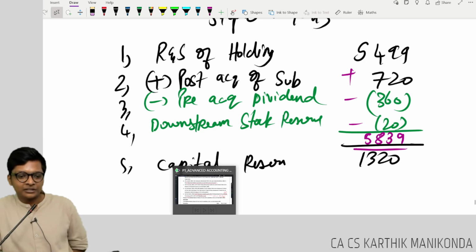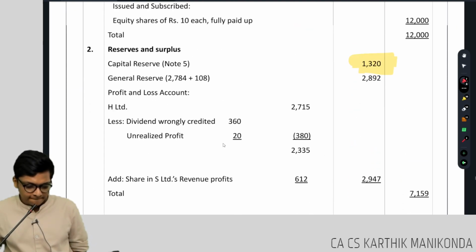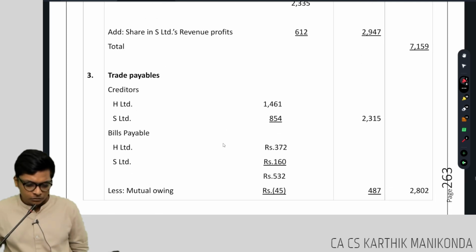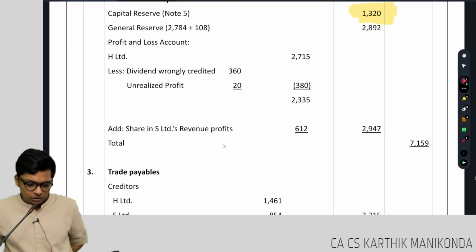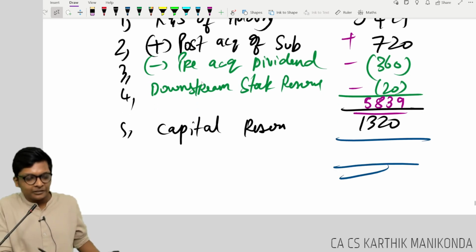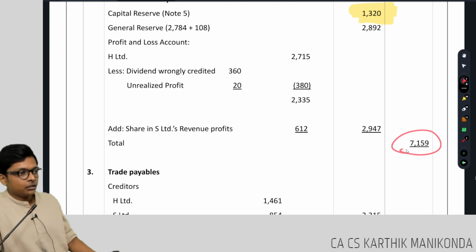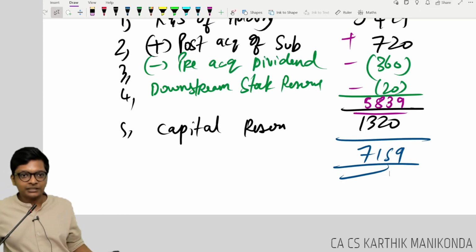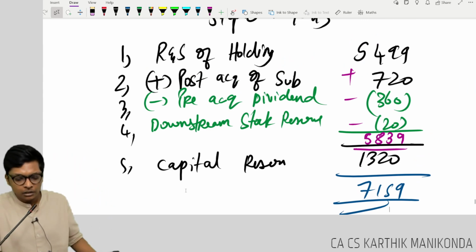Plus capital reserve, of course, separately. Let me check the answer. Can you add both of these, guys? Add both capital reserve plus this, 7159 now. Check the answer. 7159 is what is there in final reserves. Are you understanding, guys? How many of you understanding this? Clear? Okay. Can we go to balance sheet?